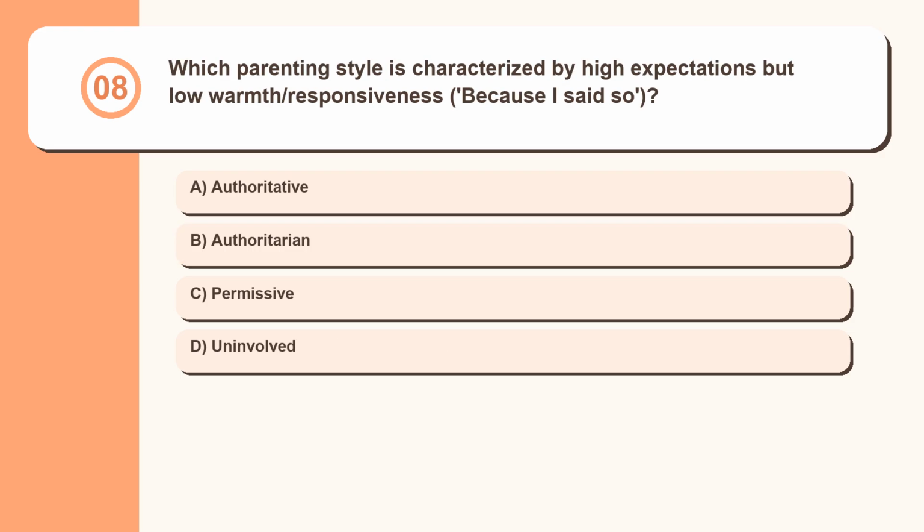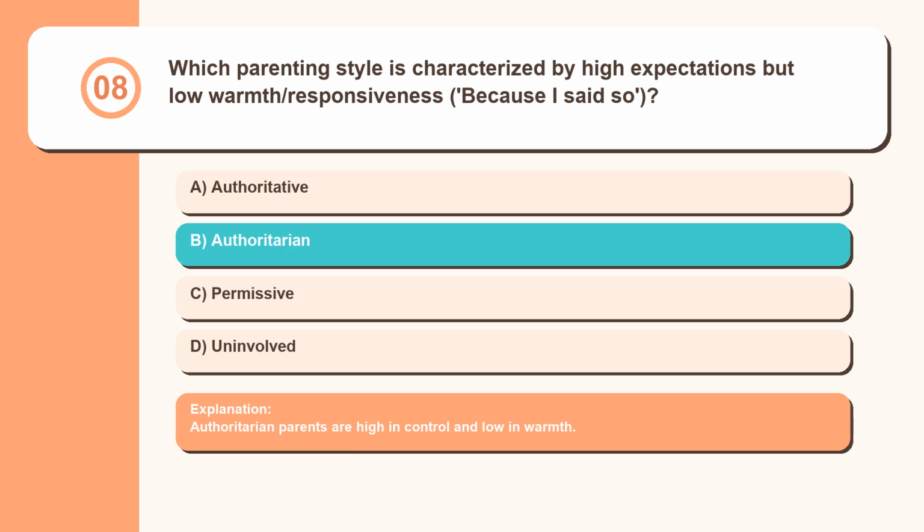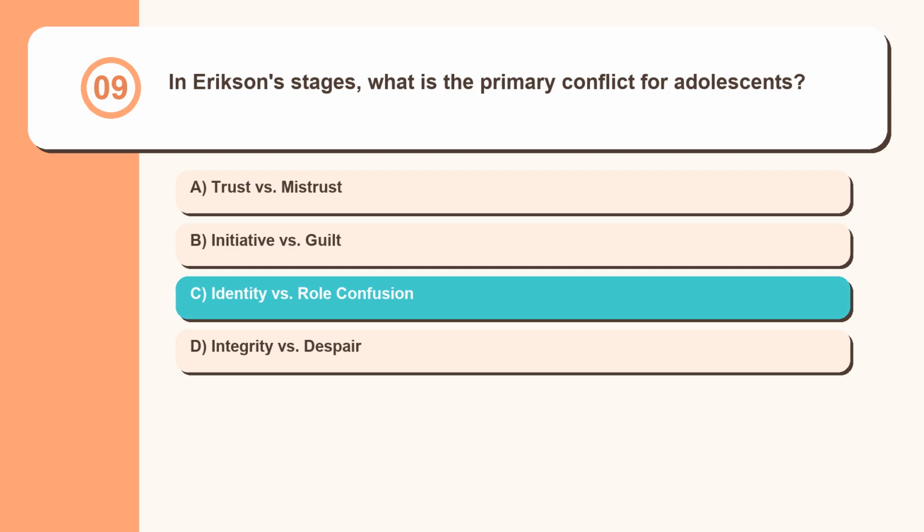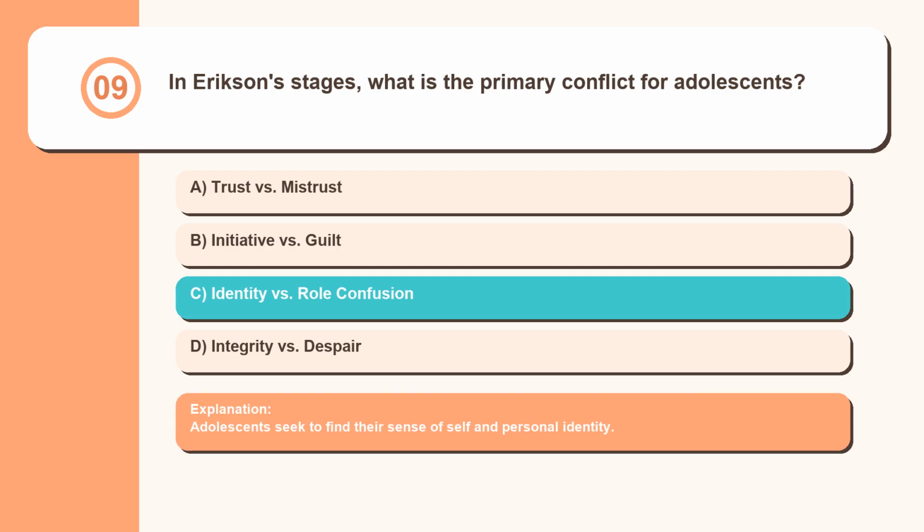Question 8. Which parenting style is characterized by high expectations but low warmth/responsiveness? Because I said so. Authoritative, authoritarian, permissive, uninvolved. Authoritarian parents are high in control and low in warmth. Question 9. In Erikson's stages, what is the primary conflict for adolescents? Trust versus mistrust, initiative versus guilt, identity versus role confusion, integrity versus despair. Adolescents seek to find their sense of self and personal identity.